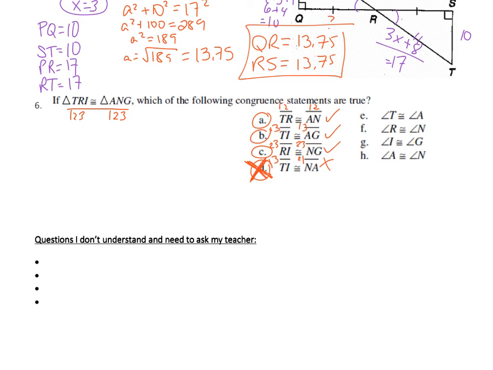For the angles, we're going to do the same thing. So angle T is 1, angle A is our 1 again, so those are congruent. Angle R is a 2, angle N is a 2, and those are also congruent. Angle I is a 3, angle G is also a 3, so we can see that those are congruent. Angle A is a 1, and angle N is a 2 in the same triangle, so that is definitely not one that is true.